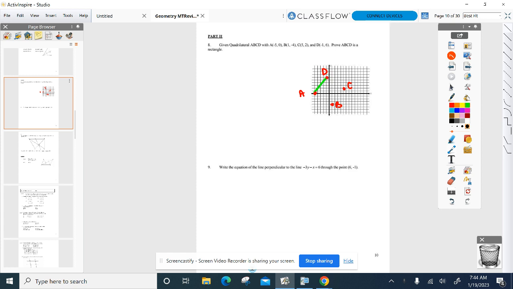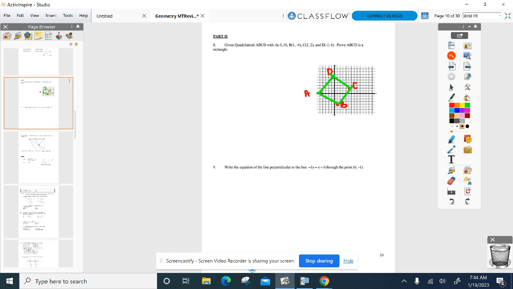All right, where'd you get stuck here? Talk to me. I'm just asking because there's a lot of different ways I could prove this as a rectangle. What was your go-to? How would you prove this as a rectangle? So I said that it was a negative reciprocal. So you went all right angles. Show it has all four right angles?